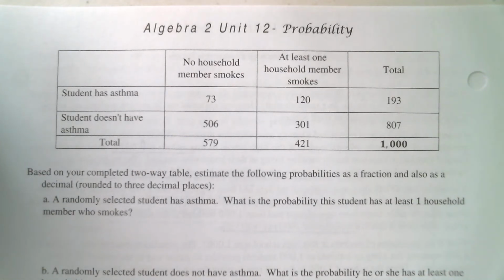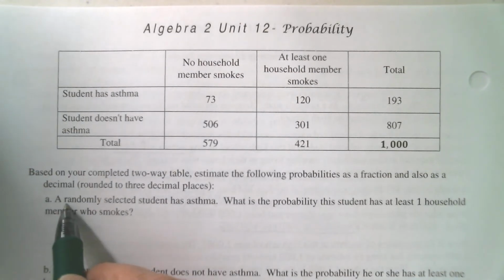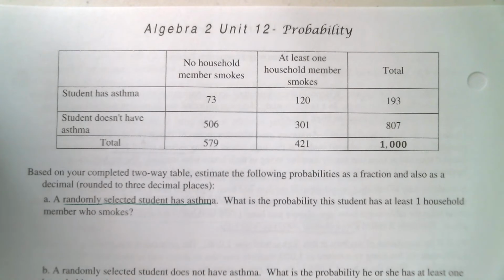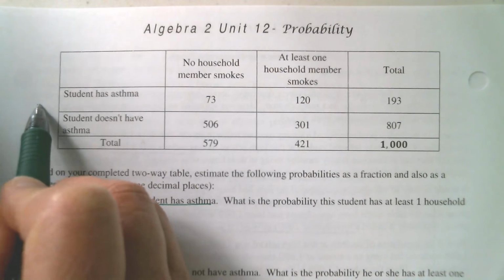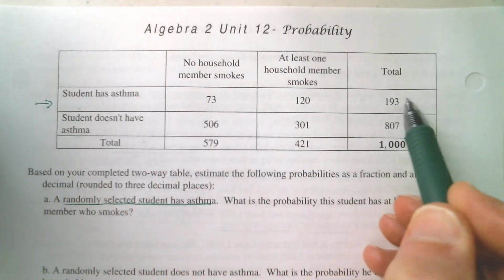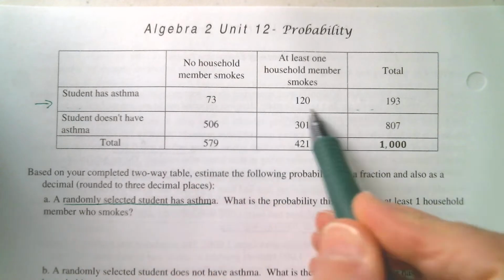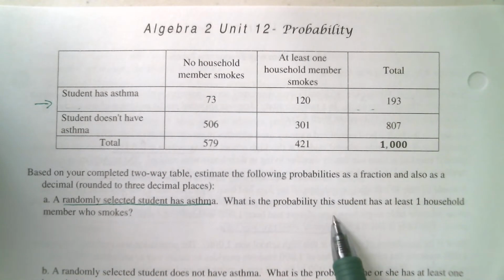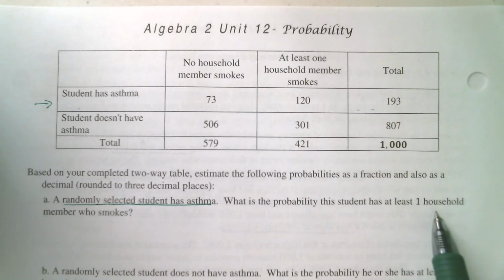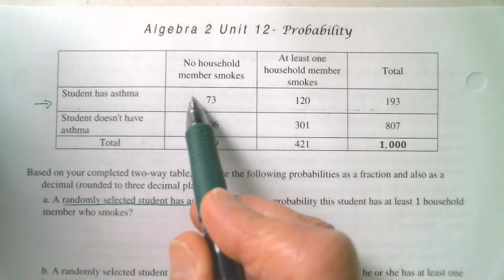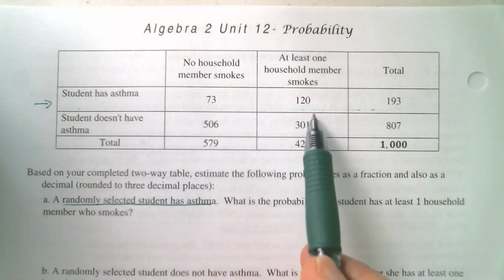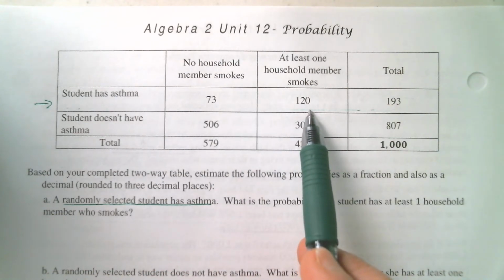A randomly selected student has asthma. So we're only looking at those students who have asthma. So I'm looking at this and this row right here. All right, what is the probability this student has at least one household member who smokes? We want probability. So, well, how many of these students having asthma have at least one household member that smokes?